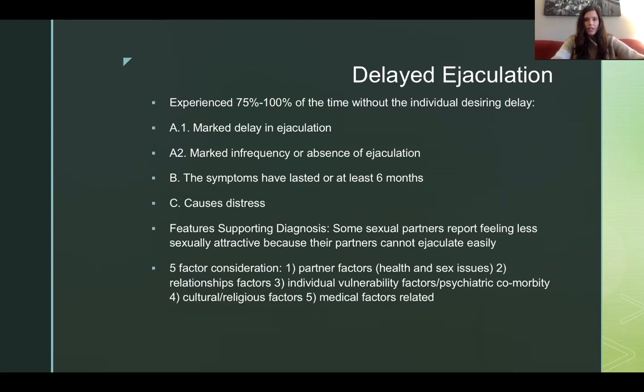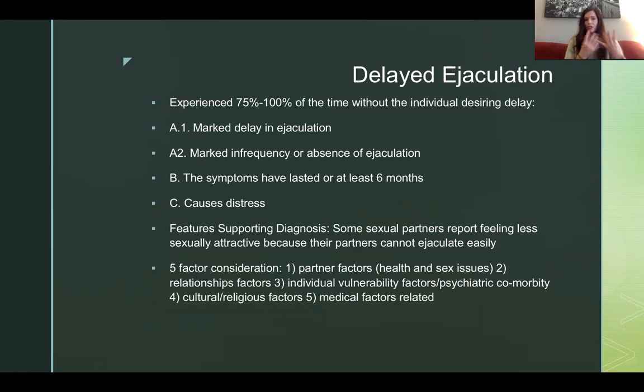And delayed ejaculation is experienced 75% to 100% of the time, without the individual desiring delay. So obviously this is not delayed ejaculation because they're interested in delaying the orgasm. This is not being able to control a delayed ejaculation. So some of the criteria here is a marked delay in ejaculation, marked infrequency or absence of ejaculation, and the symptoms have lasted for at least 6 months, and it, again, causes distress.